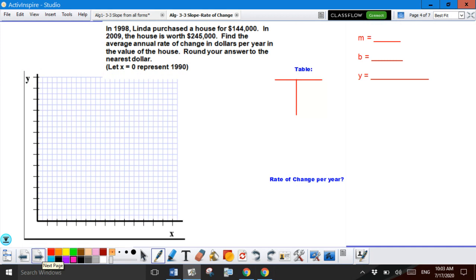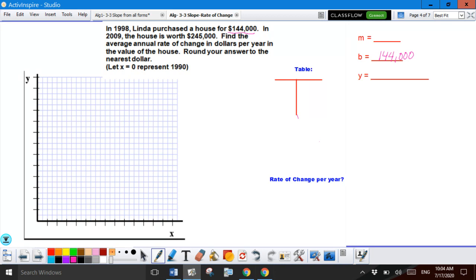So in 1998, Linda purchased a house for $144,000. In 2009, the house is worth $245,000. And we've got to make a graph, and we want to find the average rate of change. Okay, so based off this information, what do I have? Do I have my slope? Do I have my y-intercept? If you said y-intercept, you are correct. So I have 144,000. And we're supposed to graph down here.